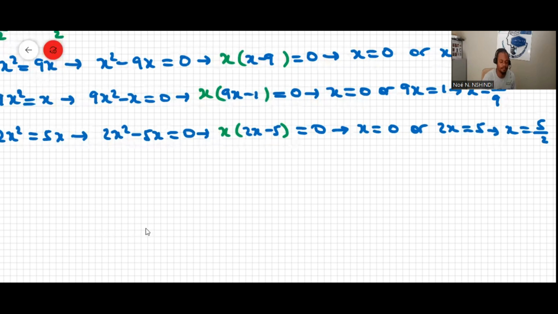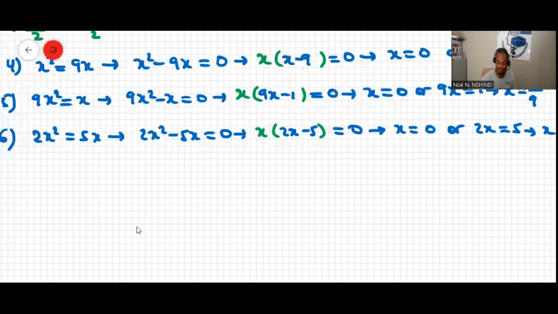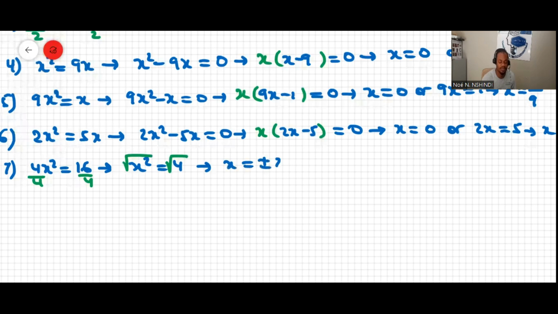Okay. And then question 7. That's 4x squared equals 16. In this case, I think it's going to be useful if I start by dividing by 4 both sides, because we can divide by 4. And then we are left with x squared equal to 4. Okay. Then we can square root both sides of the equation, square root, and let's say x equal to plus minus 2.